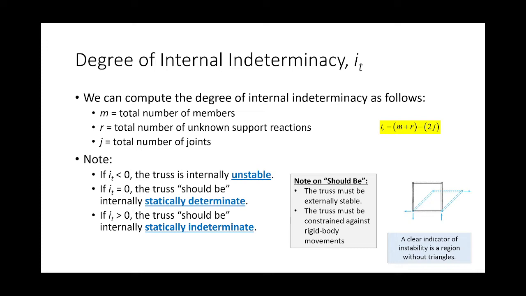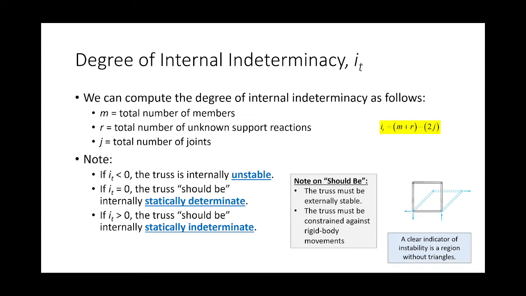Now, what we find is a similar pattern with indeterminacy internally with a truss than we do externally with a structure. In other words, if I_T is negative, that truss is unstable. It just is. If I_T is non-negative, the truss should be stable. It should be internally determinate or internally indeterminate. What's the deal with this "should be" stuff? What do you mean there?